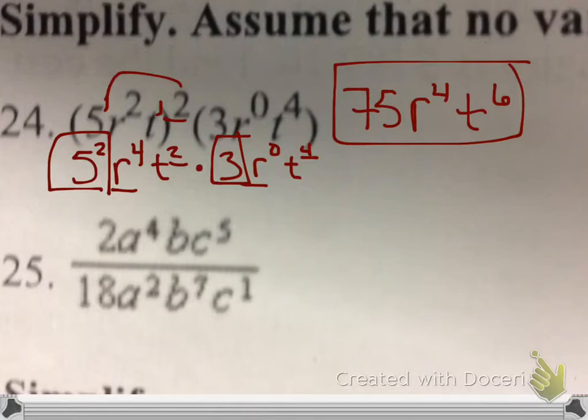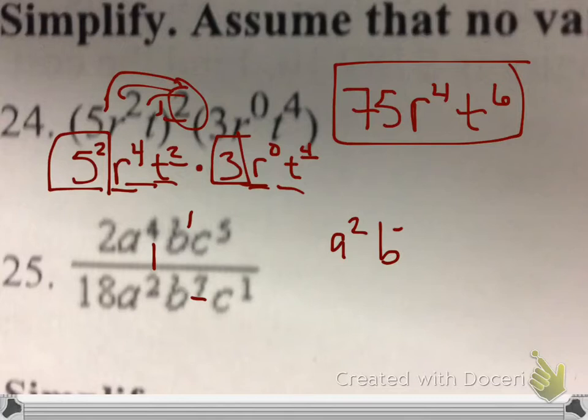So again, notice how I multiplied when I had the parentheses, and then I added when I was multiplying, and then kind of went from there. Now, for this one, this is dividing, so I need to subtract the exponents. 4 minus 2 is 2. 1 minus 7 is negative 6. 5 minus 1 is 4. So you can kind of see how I try to approach these, where I'm just worrying about the exponents.